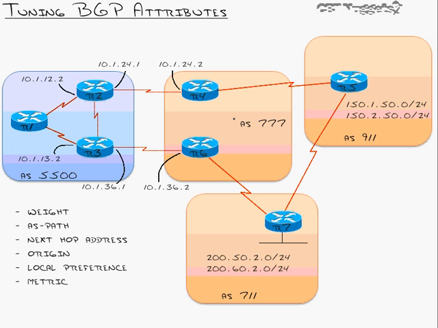Now, over here we have autonomous system 777, which is our ISP. You can see that we have redundant connections to the ISP. And this ISP, whoever it is, happens to have different connecting routers that have different paths through the autonomous system, or different paths through the quote-unquote internet.